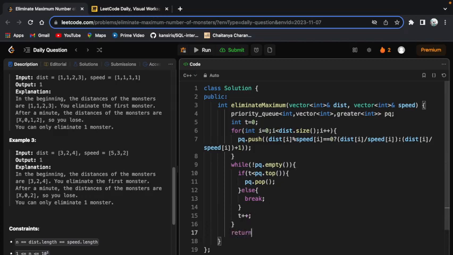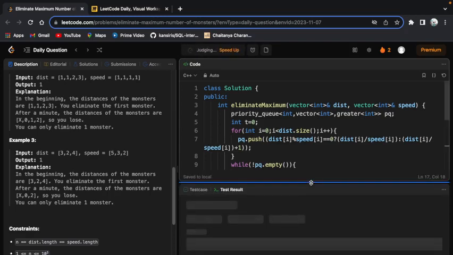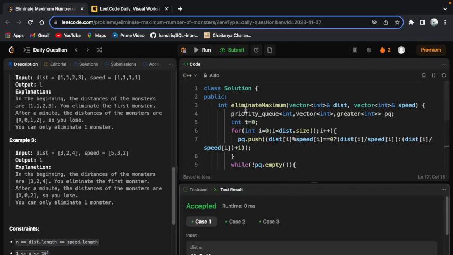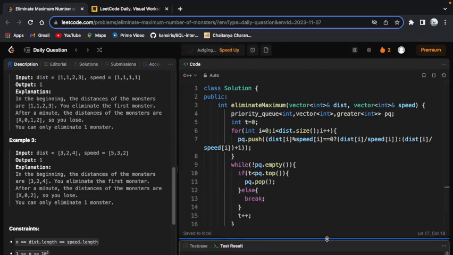Because each minute I'm killing a monster. If I'm not able to kill, definitely after that all the values will be greater and I will not be able to protect the city, so I have to return the t value only. Okay, so this is accepted. So this is basically how we need to solve this question.